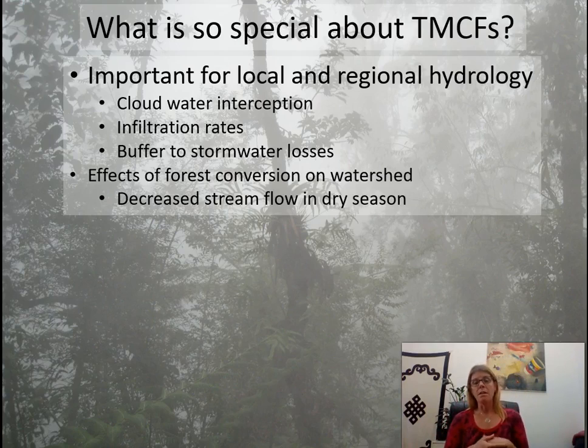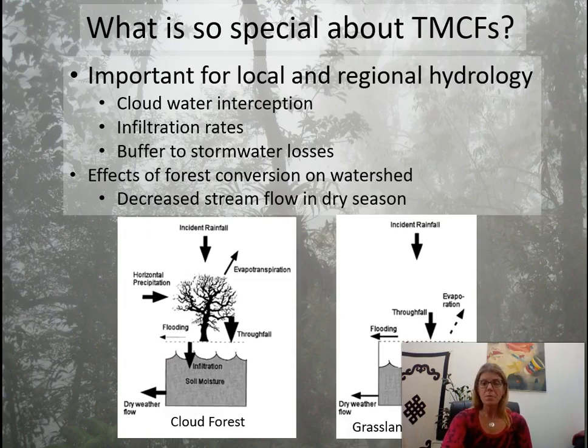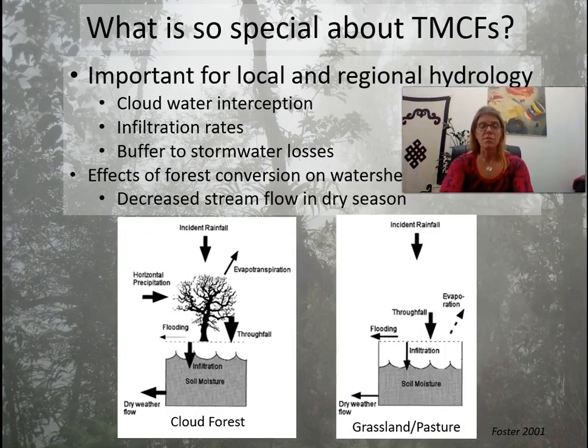So we have evidence that in areas where forests have been converted to pastures, there's a decreased stream flow in the dry season. So it alters the hydrologic cycle, decreasing water resources for both wildlife and humans. And so this is a conceptual model that sort of summarizes these effects.